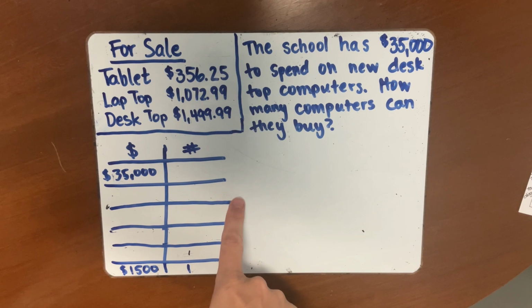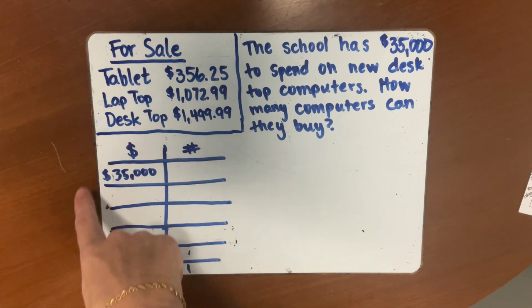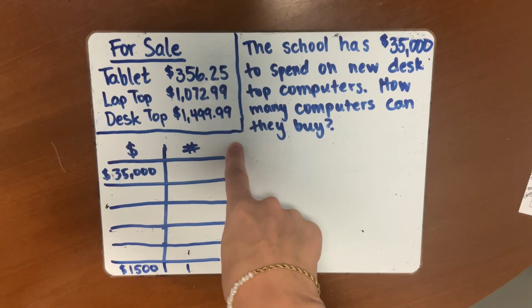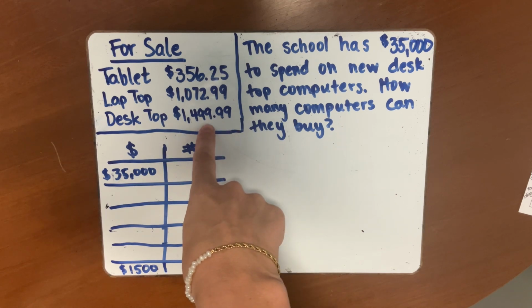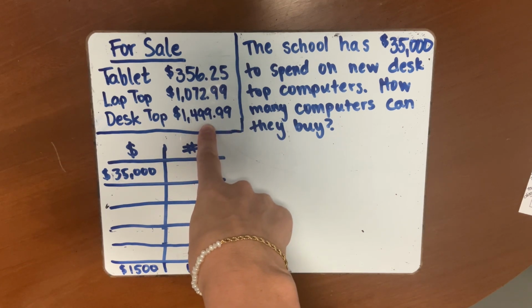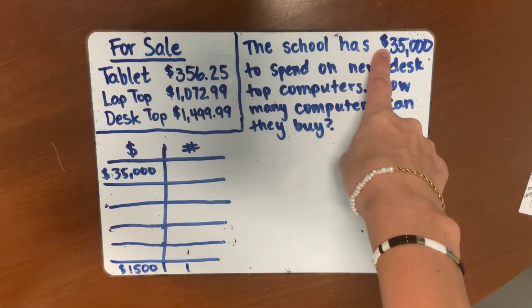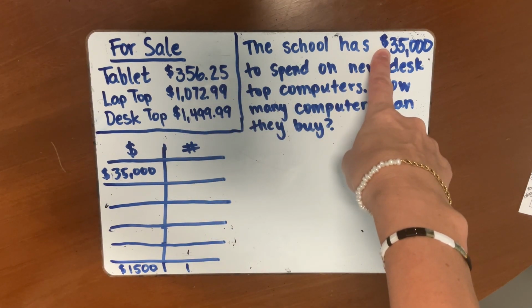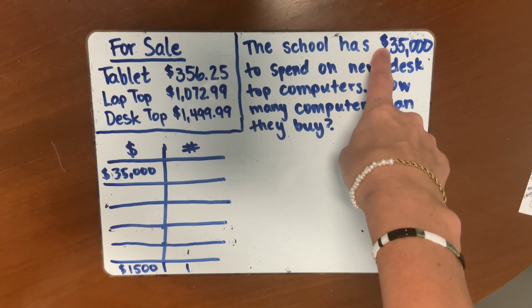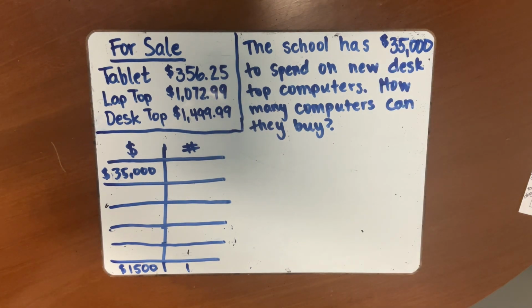I want us to think how we might use a ratio table for this. We want $1,499.99, and how many of those will add up to be 35,000? What are some ideas you have around being efficient with this calculation? I do not want to do the standard algorithms. That is not efficient, fast, and easy.